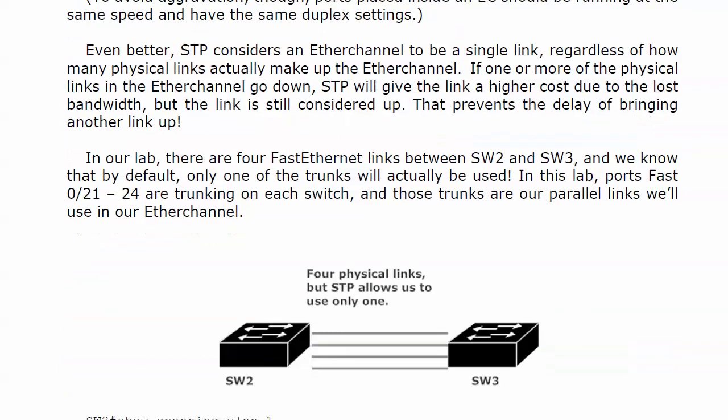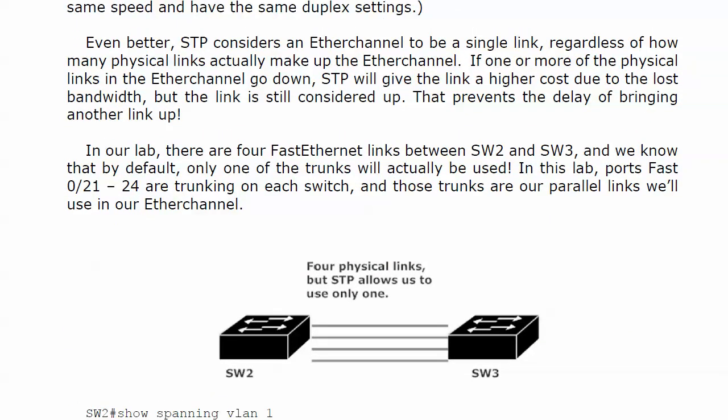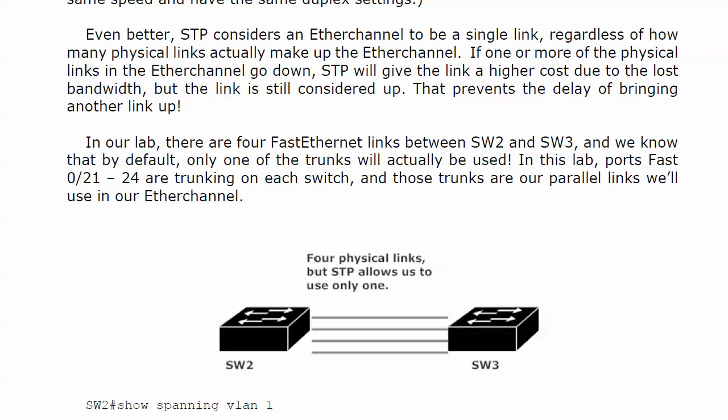And here's the lab that we're going to be using to start with. We've got 4 Ethernet links between switches 2 and 3. We know that by default, only one of those trunks is actually going to be used. Let me give you a quick pop quiz. Out of these 8 ports, how many of those ports will be in blocking and how many will be in forwarding mode once the network converges? I've already got that part set up. They are trunking, I promise you. How many of those ports will actually be in blocking mode? Let's go ahead and take a look.